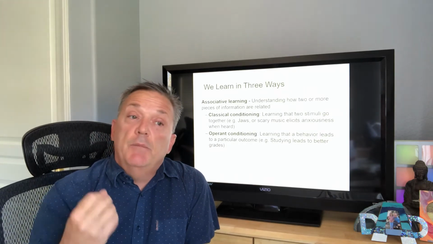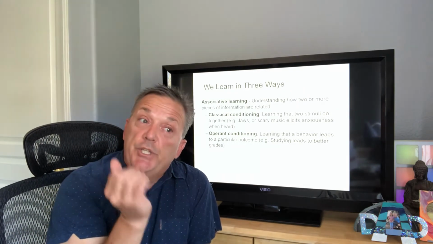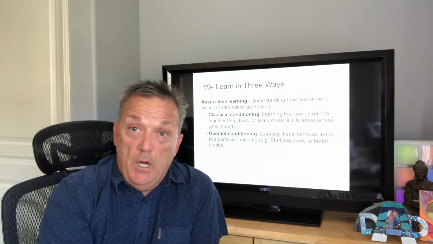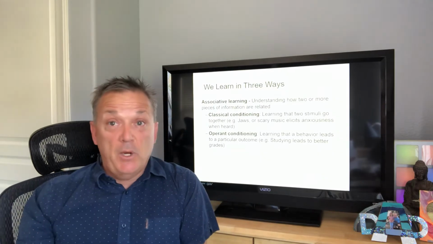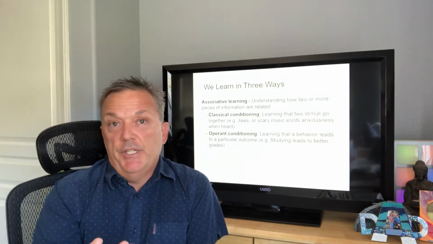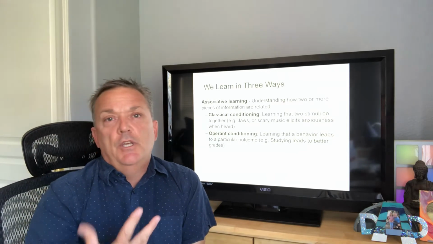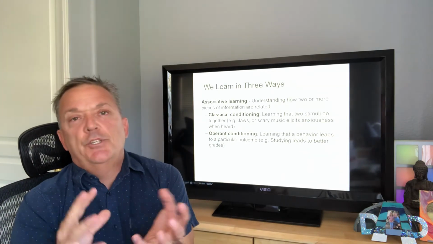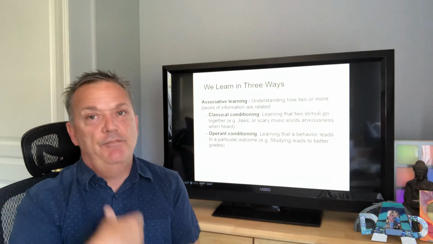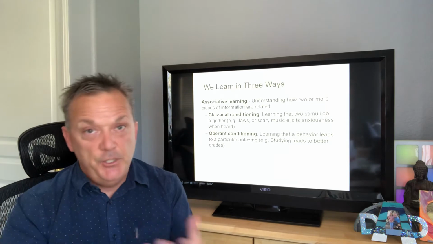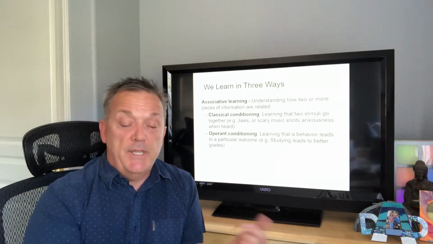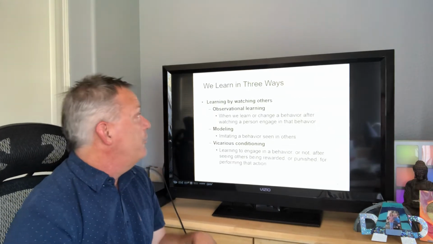Operant conditioning is learning that a behavior leads to a particular outcome. For example, you study more in college, and then you end up getting better grades than when you didn't study. That's operant conditioning in action right there: you're operating on the environment, you're doing something to the environment, and you're getting rewards or punishments. If you get rewards, you're more likely to continue that. And if you get punishments, you're more likely to decrease that behavior.